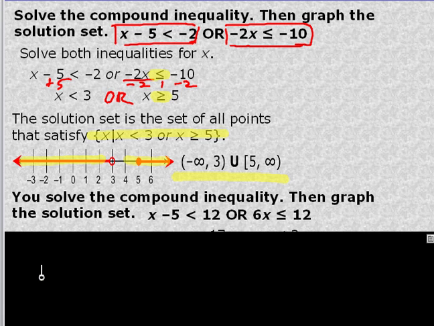All right, so you solve this inequality. I would like the solution set either in set builder or interval notation, and the number line as well. So this is the graphing part.